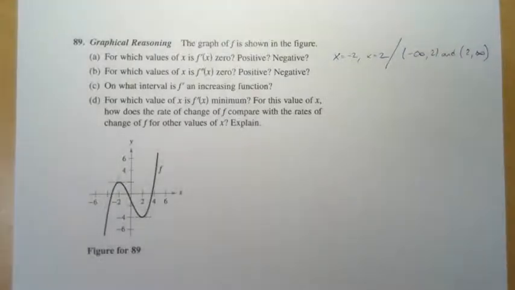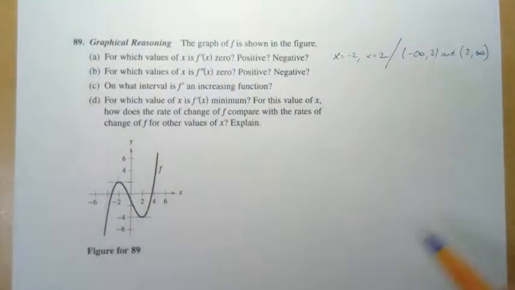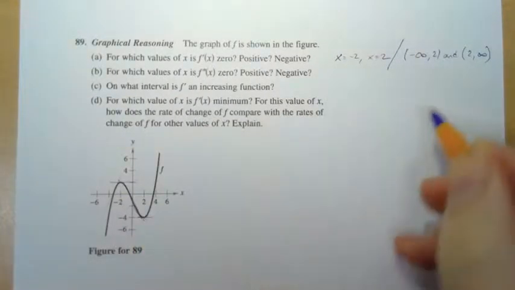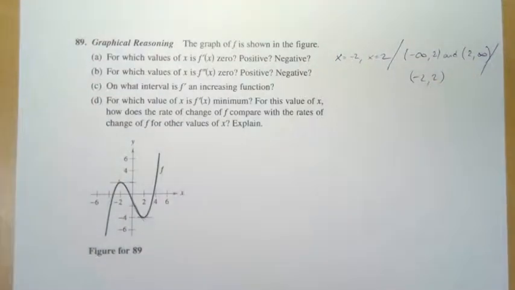Now, finally, for which values of x is f prime negative, it's going to be where the tangent line goes down, all of these values between -2 and 2. So that answers question A. Question B, for which values of x is f double prime 0? F double prime is 0 typically where there's a point of inflection.